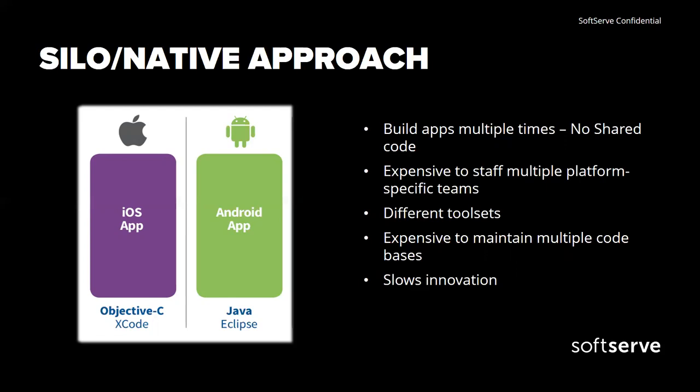From a staff perspective, you'll need to manage two different teams that are building the same app, but for different platforms. You need to build a specific app multiple times for different platforms, of course. The tool set is completely different for the different platforms. It's expensive to maintain multiple code bases. The feature releases are becoming slower, the bug fixes are becoming slower. So that's the native approach.